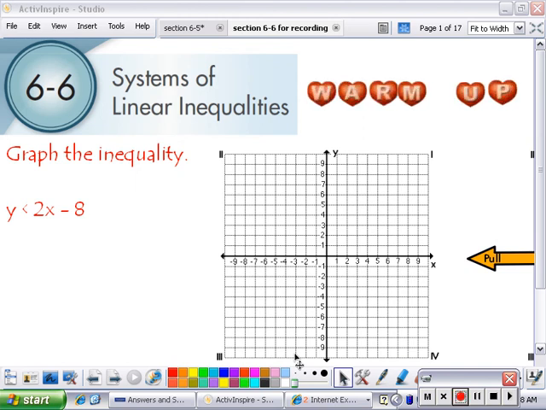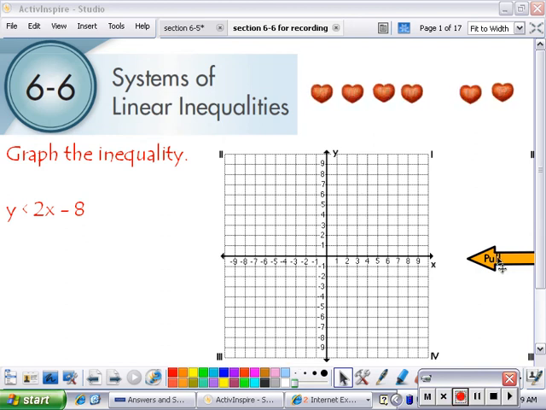Welcome to section 6.6. In section 6.6, we'll be looking at systems of linear inequalities. Before we begin, let's do a quick warm-up and review graphing regular inequalities. Graph the inequality y is less than 2x minus 8.